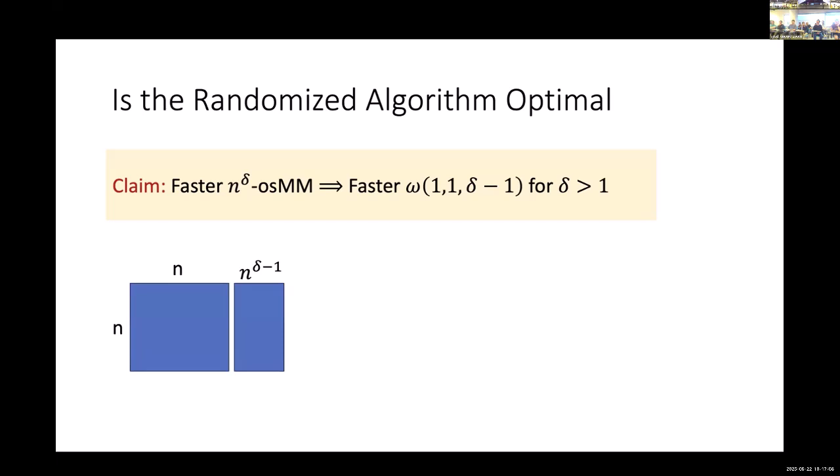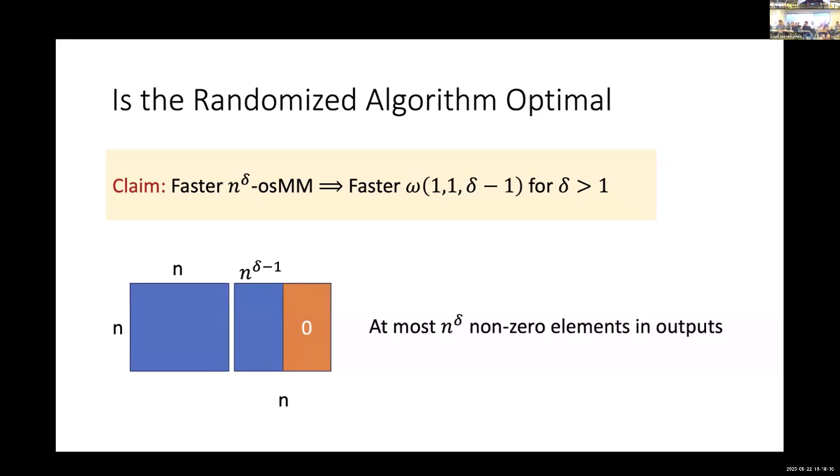Turns out that it's already optimal in the following sense: if I could design a faster OSMM algorithm, that would imply a faster algorithm for rectangular multiplication. And the reduction is very trivial. I just plug in a bunch of zeros, and now there's an instance where my output has at most n to the delta non-zero entries. So this is tight, right? Unless you improve the randomized algorithm for OSMM, you're actually improving the rectangular case, which is probably hard.